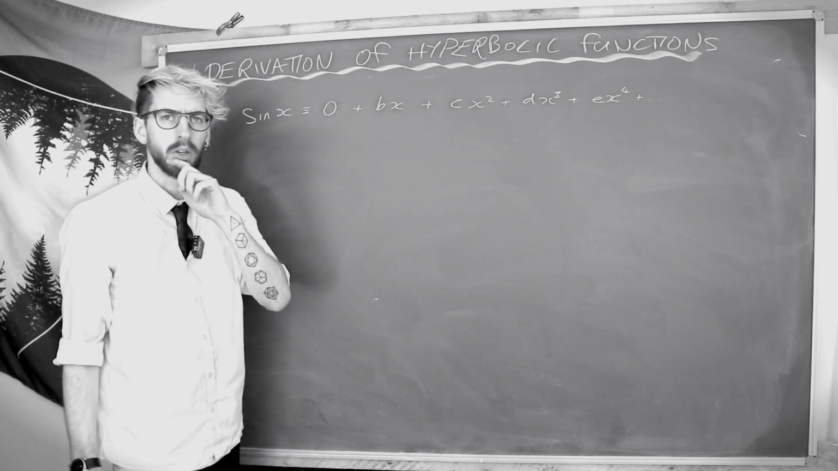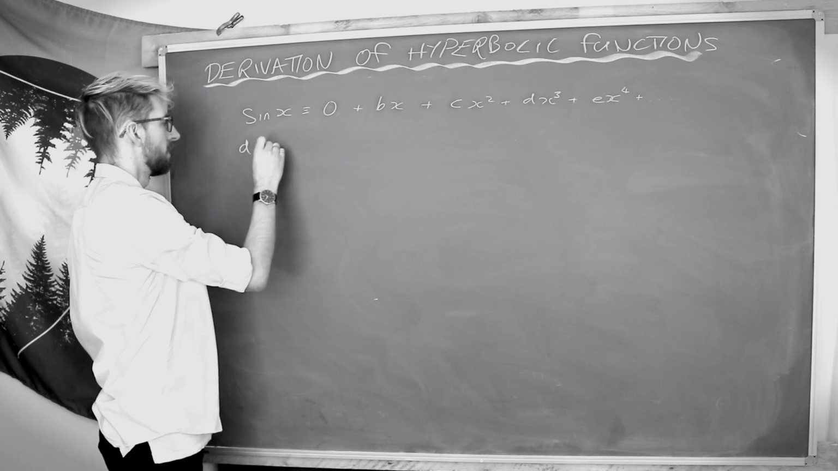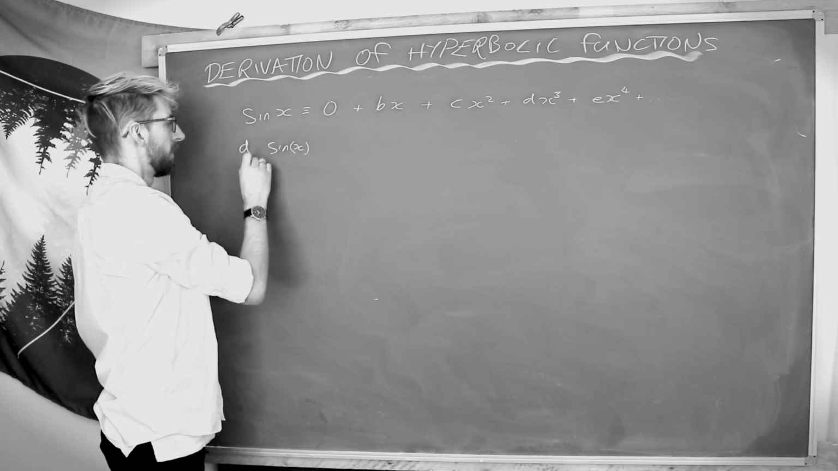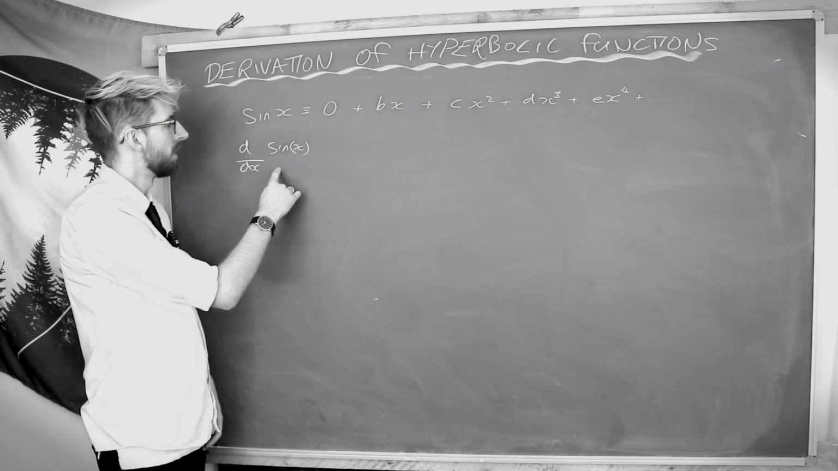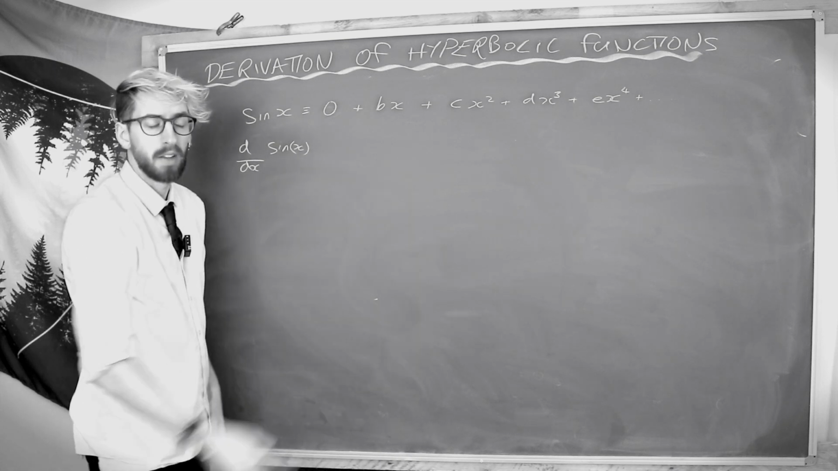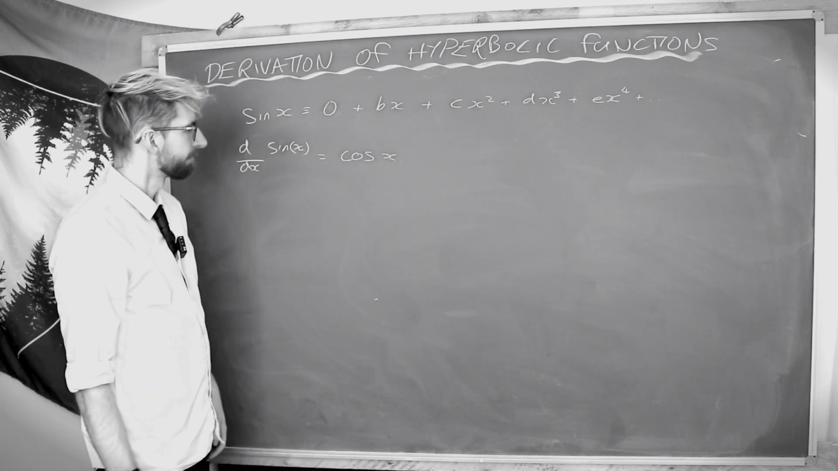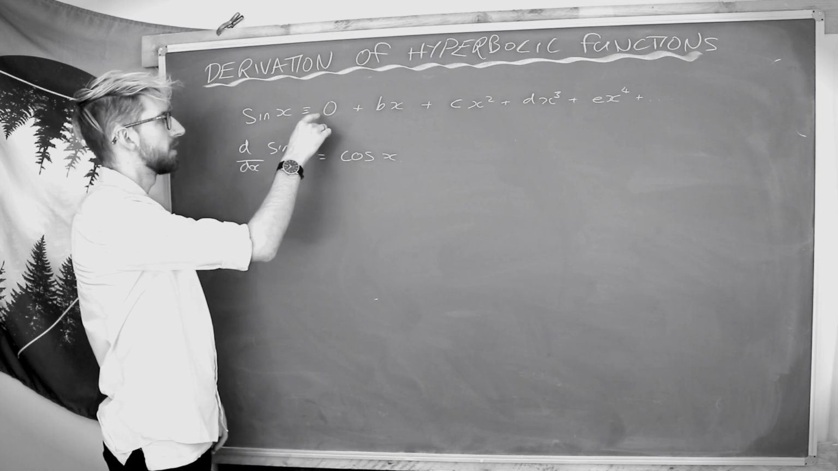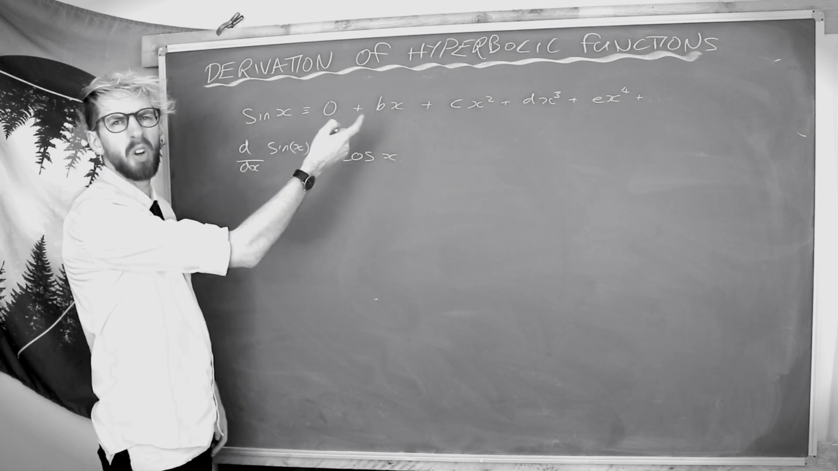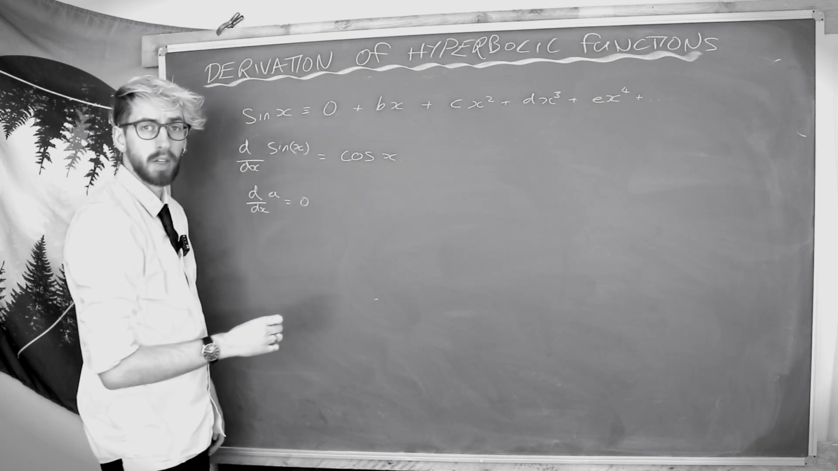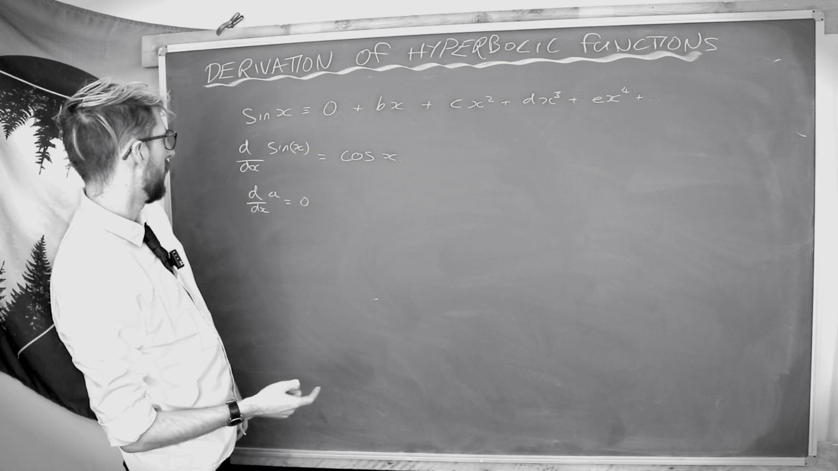To get this one, what we're going to do is differentiate both sides. So if we differentiate both sides, we're going to have the derivative of sine x. The derivative of sine x, if you've not done it yet, is just cosine of x. And then we're going to differentiate each one of these. So if you differentiate 0, the constant term, you get 0. Go on to the next one. I'm not happy about how I'm laying out this board.